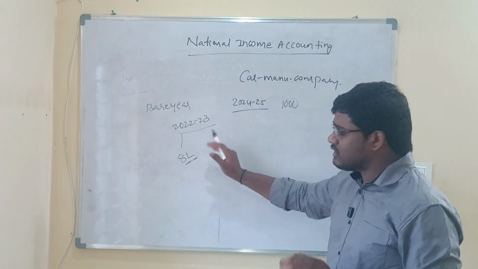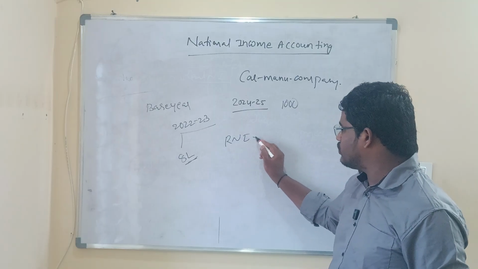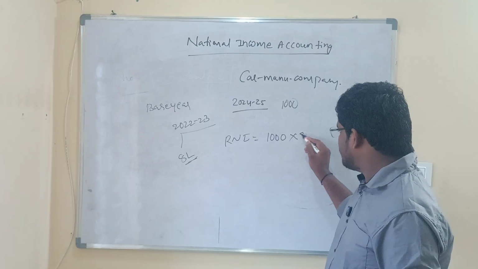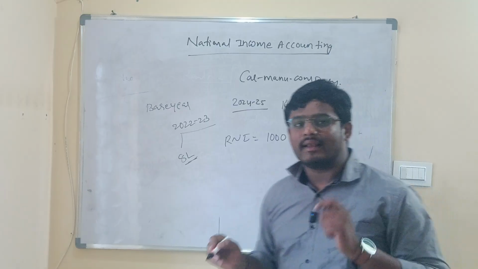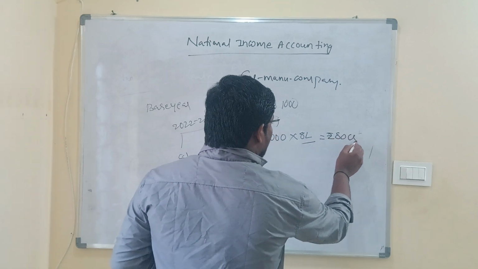Now based on this data, calculate real national income, or the contribution of the car making company to the real national income. It was 1000 cars, and the price of the car in the base year is 8 lakhs. Now what is the contribution? I can write it as 80 crores.